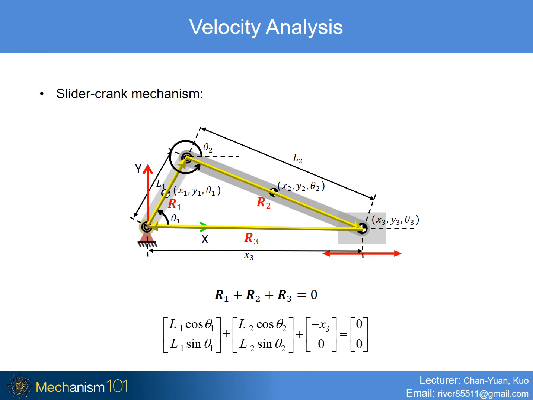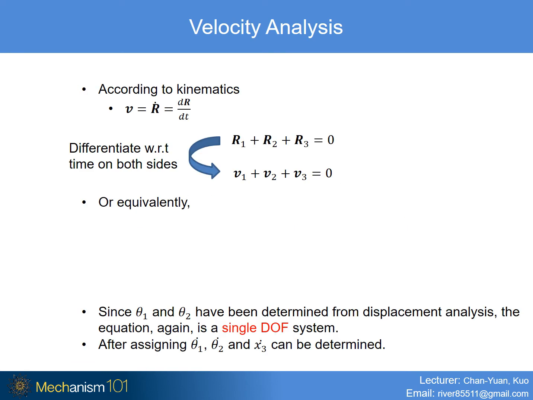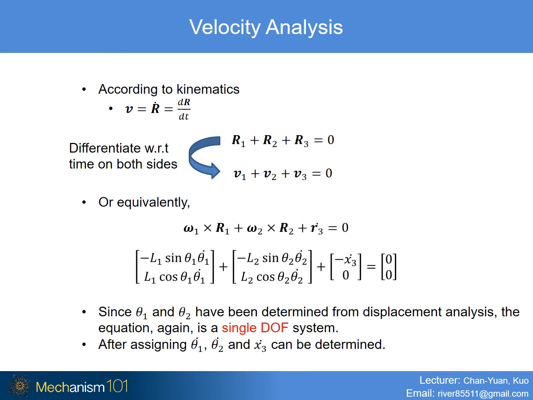The next example is a slider crank mechanism. Again, these two constraint equations are obtained from displacement analysis. Identical to the last example, in order to do velocity analysis, we differentiate the vectors r1, r2, and r3 with respect to time to obtain v1, v2, v3, and two constraint equations for velocity analysis. Notice that the reason why there's no omega 3 cross r3 is because the angle of r3 doesn't change with respect to time.